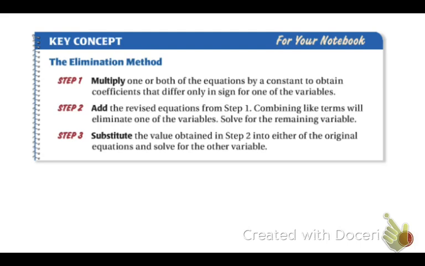So the steps go: number one, you're going to multiply one or both of the equations by a constant to obtain coefficients that differ only in sign for one of the variables, or they can also have the same sign. Then, depending on if their signs are the same or opposite, you're going to add or subtract those two equations. We don't have to add. Combining like terms and solving for that variable.